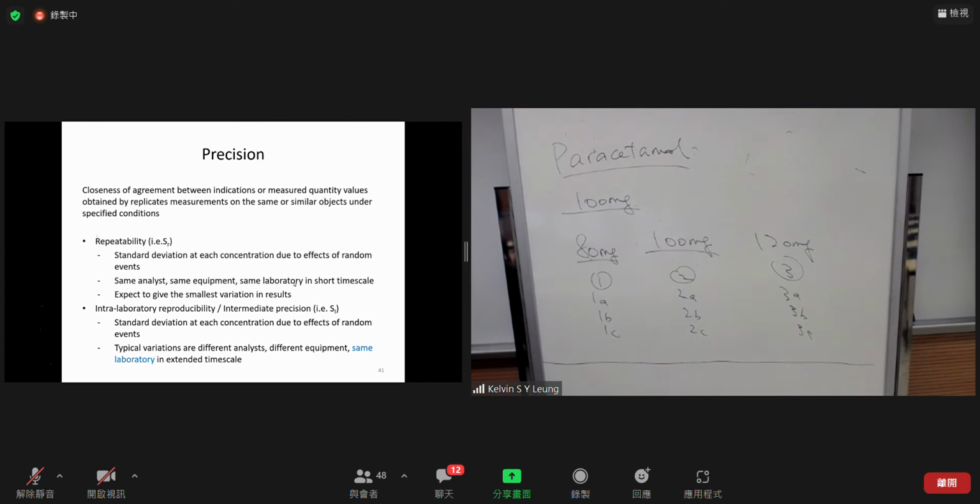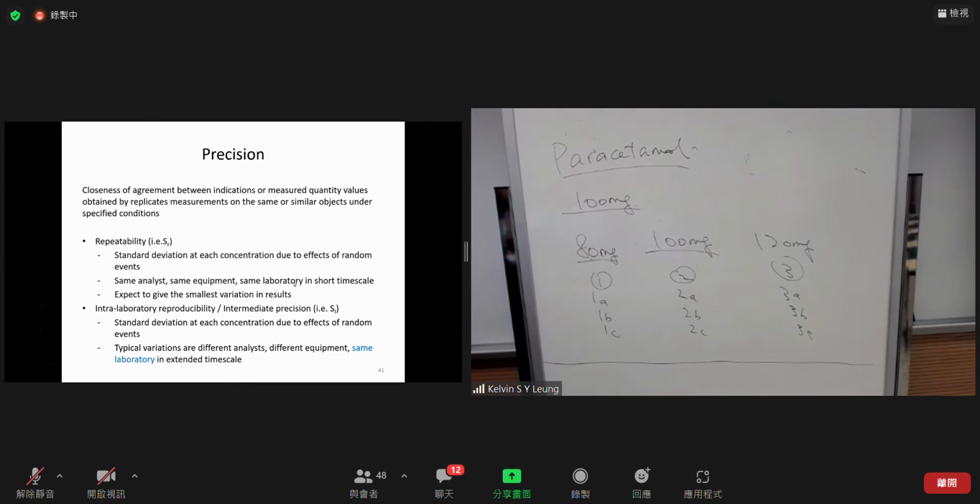So the closeness of agreement between the indications or the measured quantity values obtained by replicate measurements. Just like the accuracy, in the design of your precision method validation you also need to have replicates. If you remember, last week when I introduced the characteristics of precision, there are two items to be included in the precision. One is the repeatability, and the other one is the reproducibility.